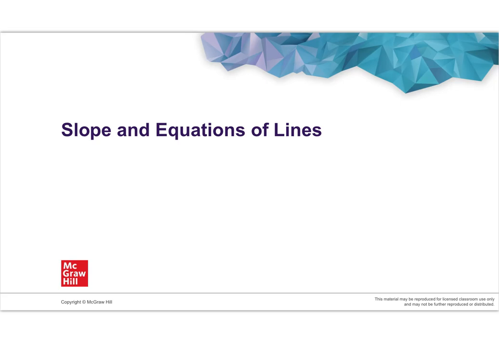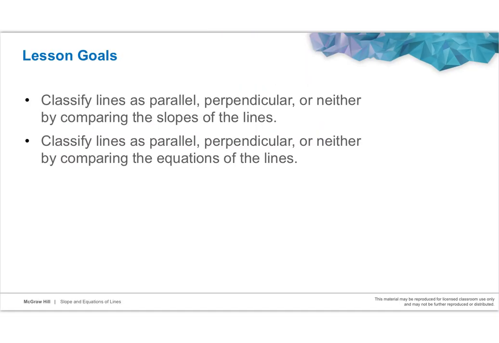In this lesson, we're going to be learning about slope and equations of lines, and we're starting our notes here on page 215 together. We have two lesson goals. First of all, we're going to classify lines as parallel, perpendicular, or neither by comparing the slopes of those lines. And then we're going to classify lines as parallel, perpendicular, or neither again, but instead of comparing the slopes, we're going to compare the equations of the lines.